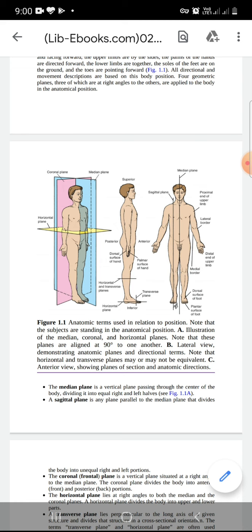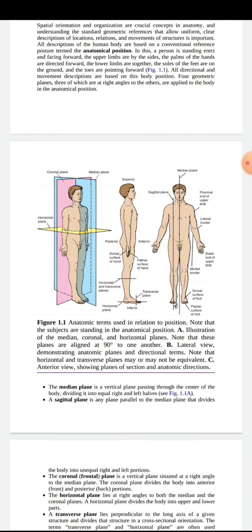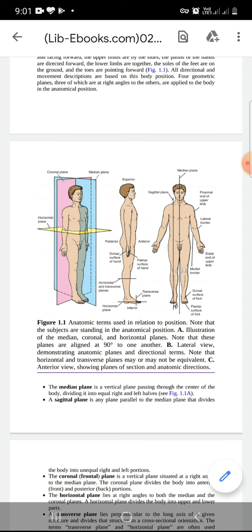Figure B is the lateral view demonstrating the anatomical planes and directional terms. Note that the horizontal and transverse planes may or may not be equivalent. You can see here in the leg the horizontal and the transverse planes are one and the same, whereas in the foot the horizontal plane is different and the transverse plane is different.